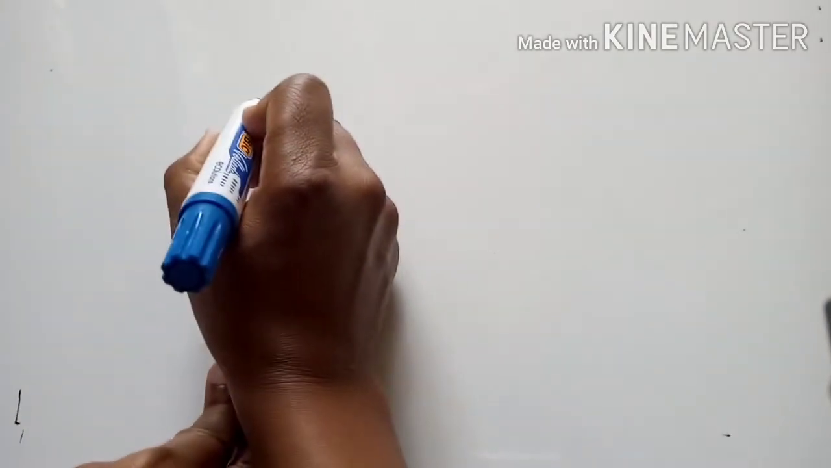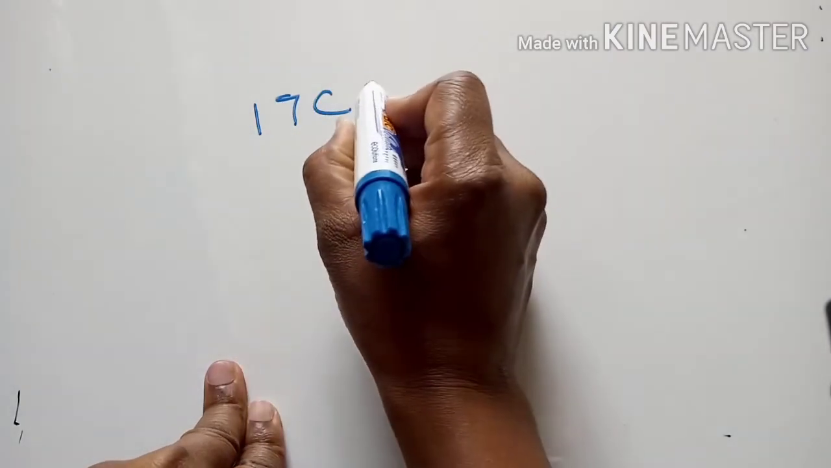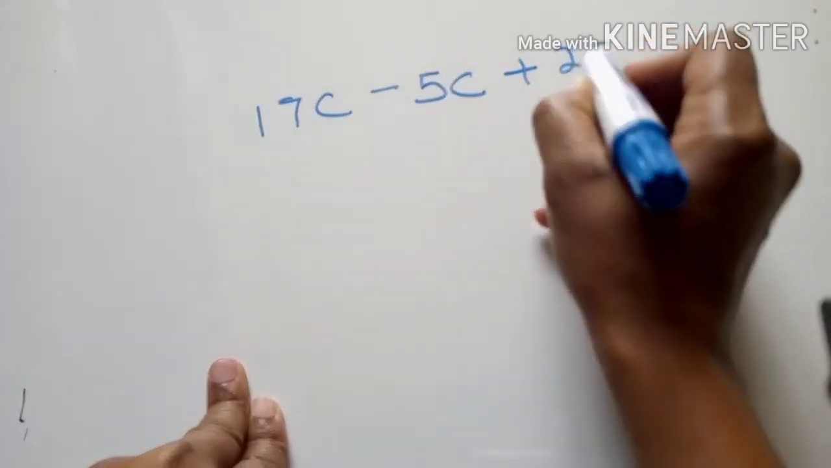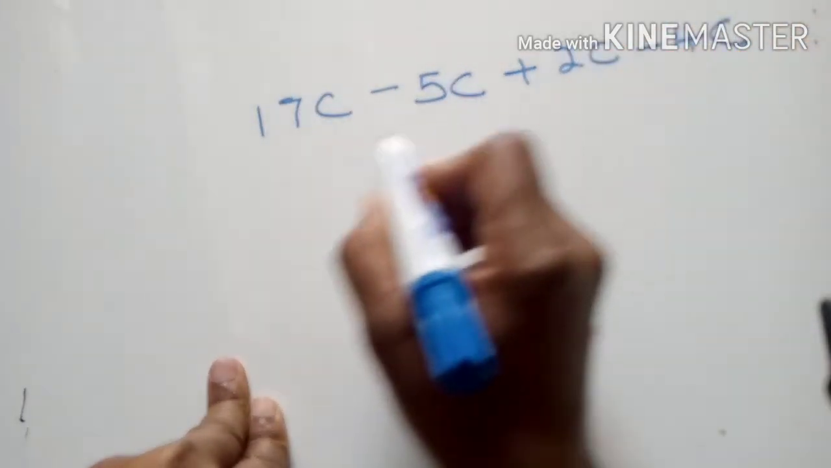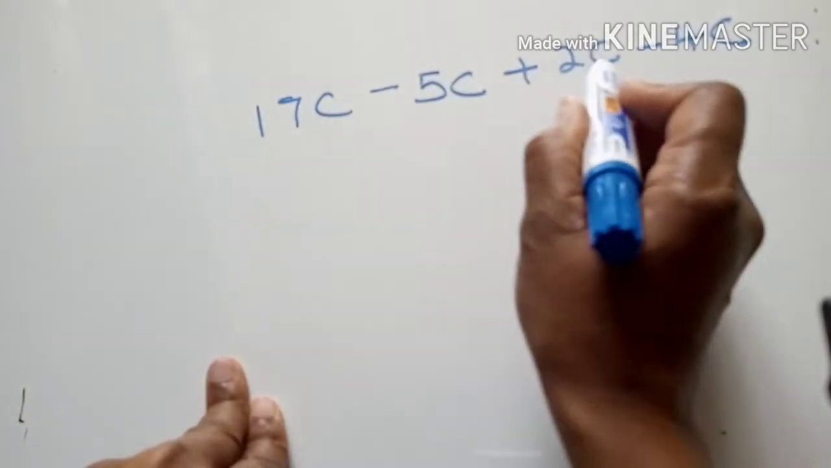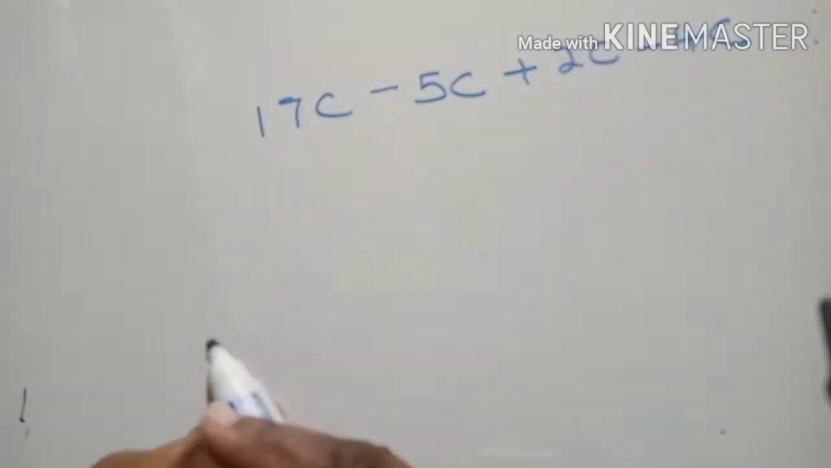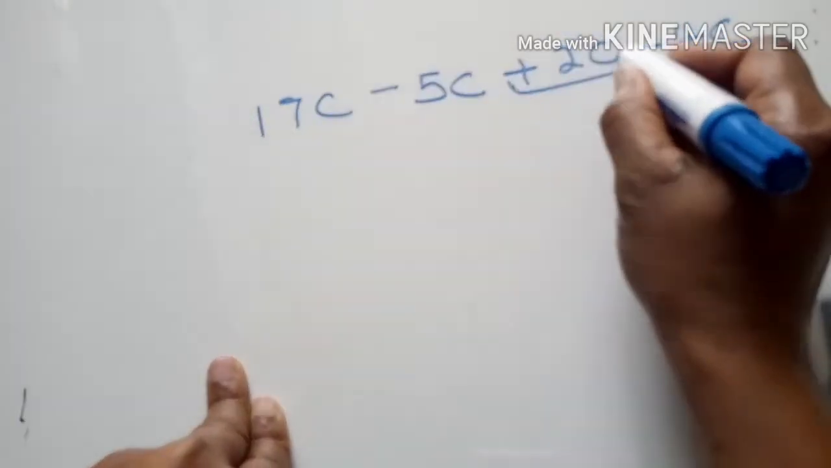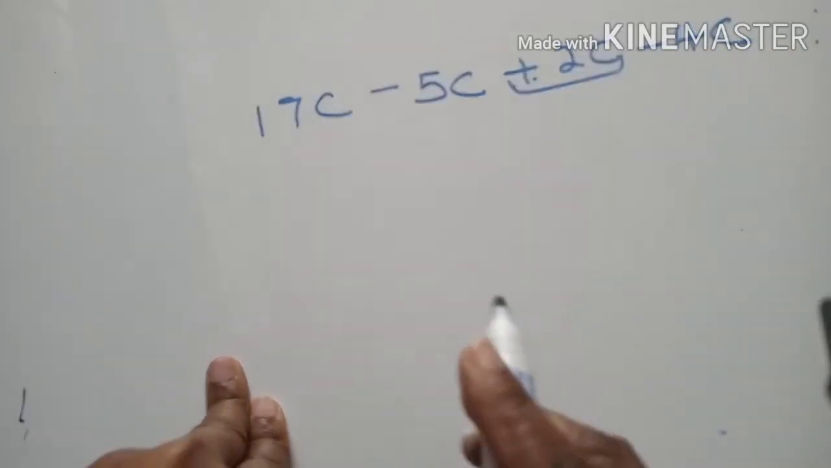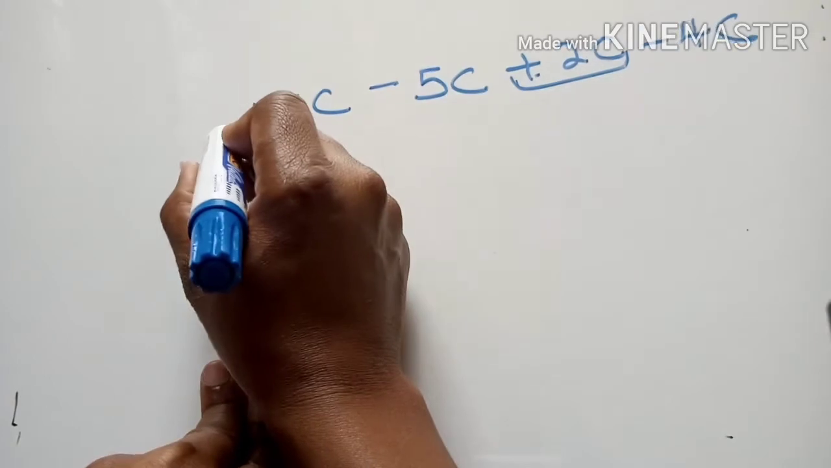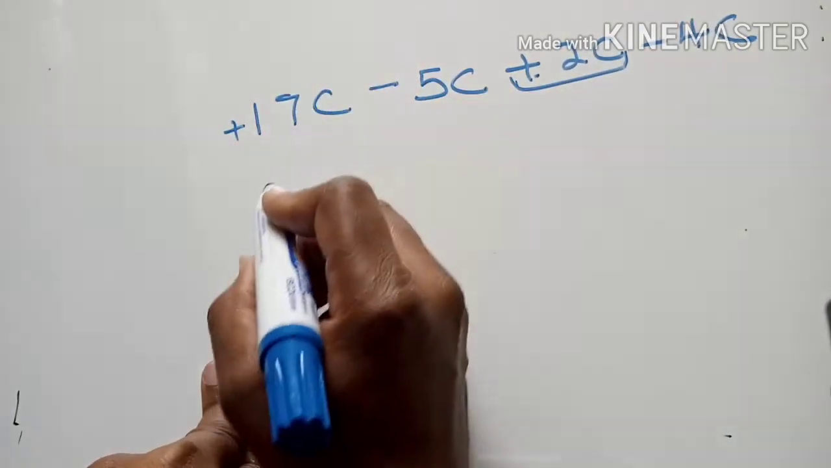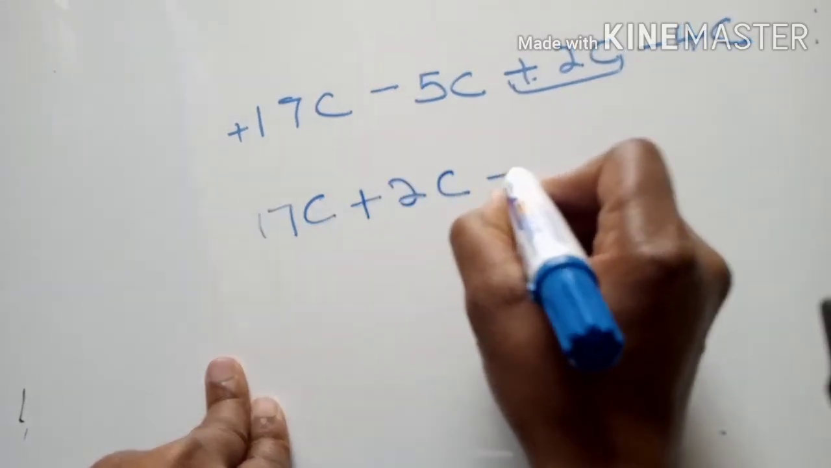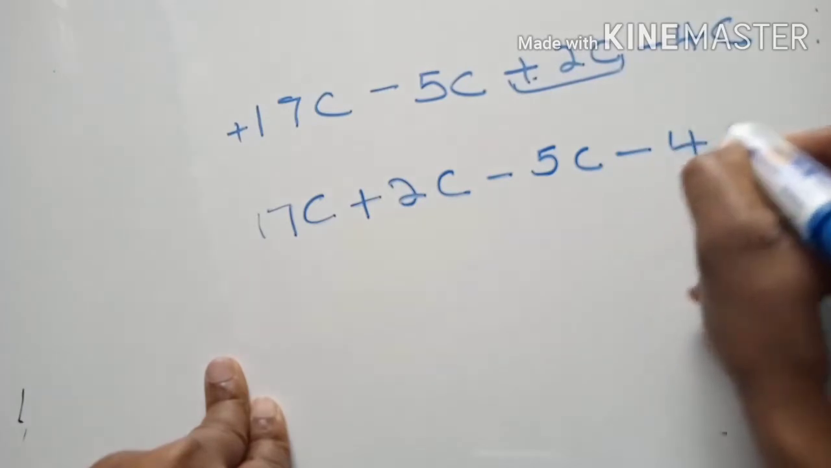If I have 17c minus 5c plus 2c minus 4c, I'm going to say these are all like terms because they are all c's. Now, we normally start with adding first. This like term moves with its sign, with its addition sign, so that here there's also an addition sign. It's silent, so that I say 17c plus 2c minus 5c minus 4c.